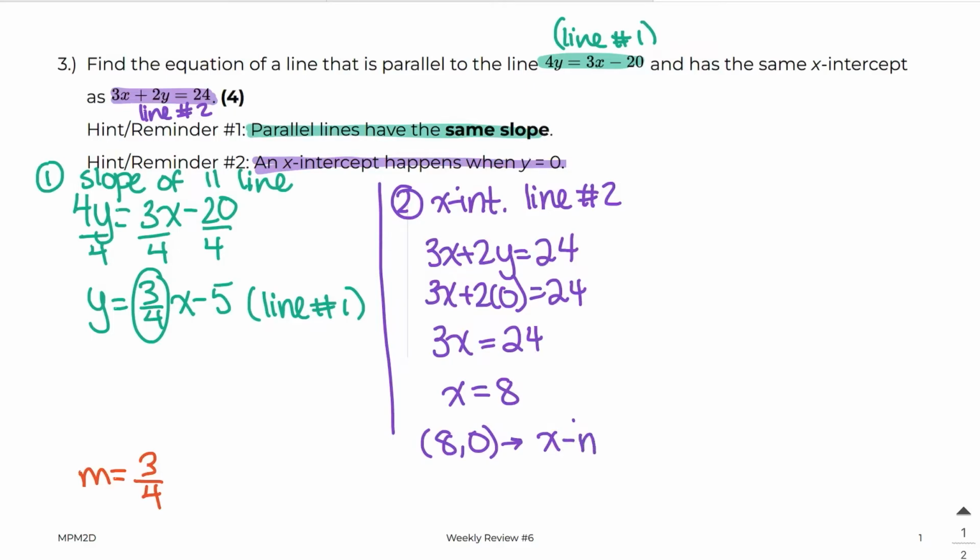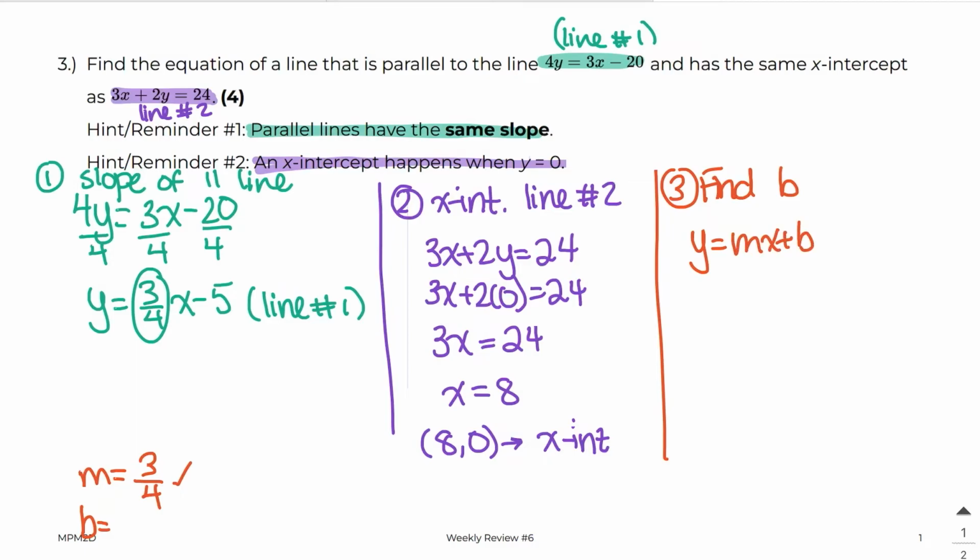Okay? But don't forget that whenever I try to find the equation of a line, I need two things. I need the slope and I need the y-intercept. I know the slope, but the y-intercept is still unknown. So now I'm going to find the y-intercept of the line that I'm looking for. So remember, it's always y equals mx plus b, and I know that the m is 3 over 4.